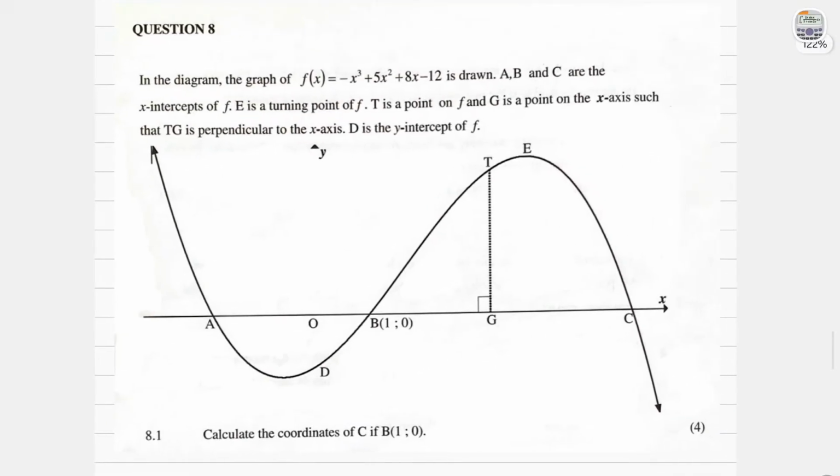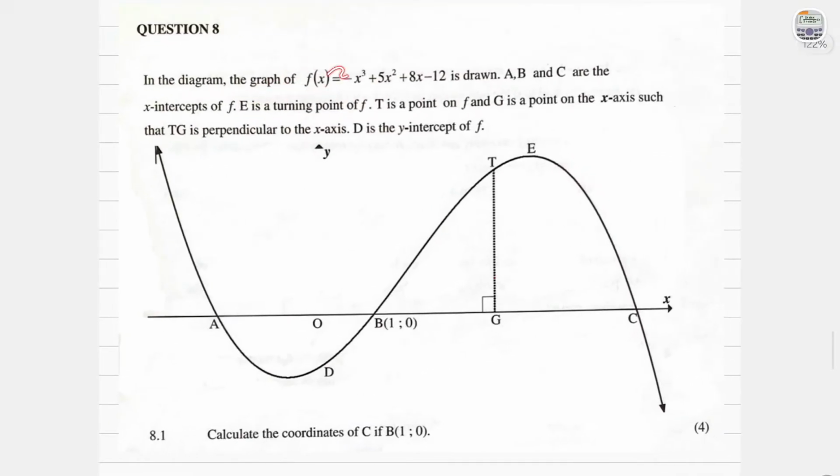Question 8 says, in the diagram, the graph of f of x is equal to negative x cubed plus 5x squared plus 8x minus 12 is drawn. A, B, and C are the x-intercepts of f. E is the turning point of f.